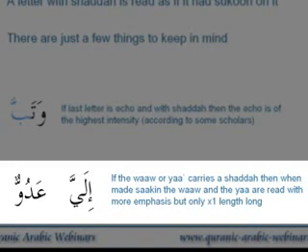The next rule is if the waw or the ya carries a shadda, then when made sakin, the waw and the ya are read with more emphasis but only one length long. So here we have ilayya, and if that was to be read at the end of a sentence, the ya goes sakin, but you cannot read it as a diphthong fatha ya, so you cannot say ilay, i.e. too long. Instead you say ilay. So you put more emphasis on the ya and cut it down to one long. Some people will say this is as if you're reading two yas.